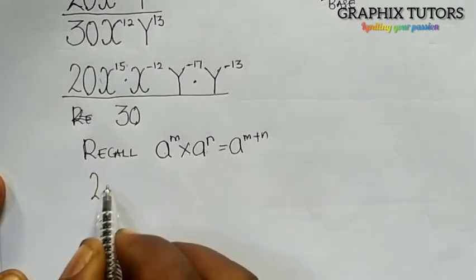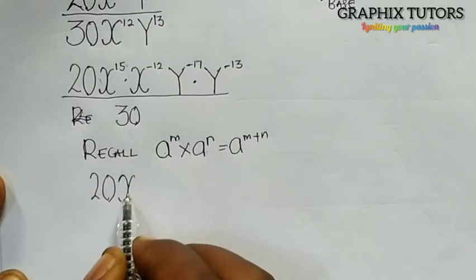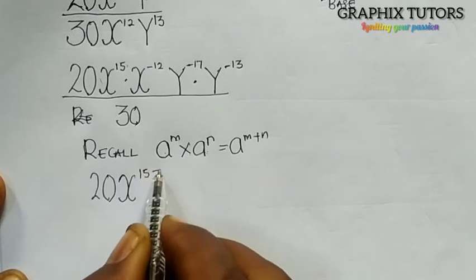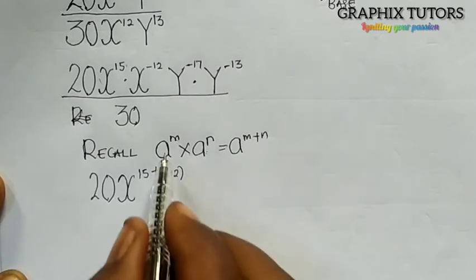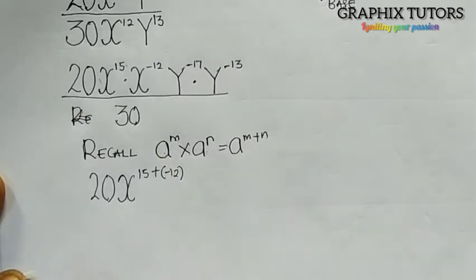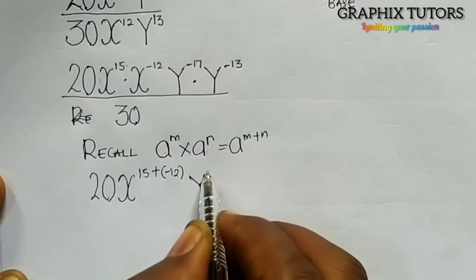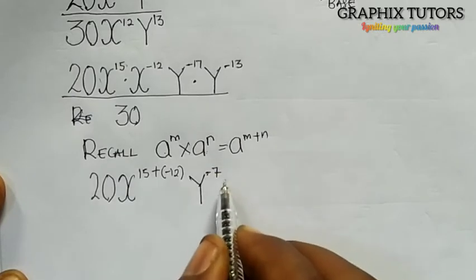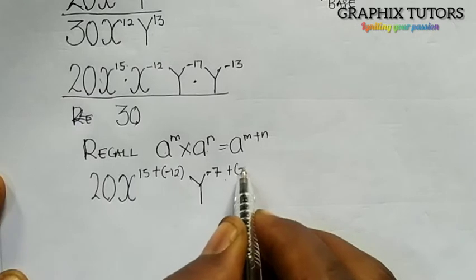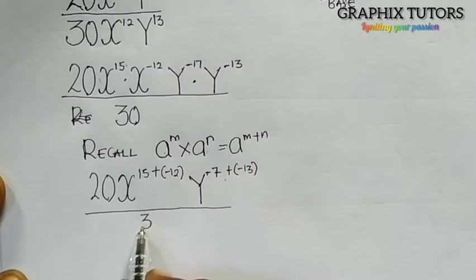20 x to the power of 15 plus, then we have minus 12. So I'm adding the power. I'll just take one of the variable. Even when they are more than 3 or more than 4, I'll just pick one from it. Then multiply by y raised to the power of minus 7, then we have plus bracket minus 13. Everything all over 30.